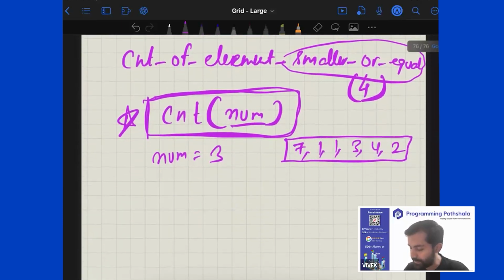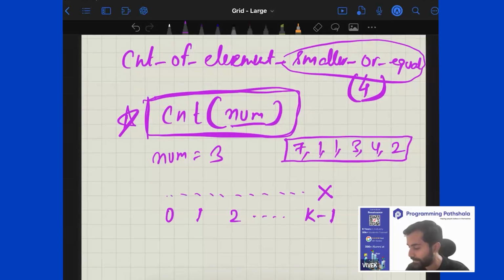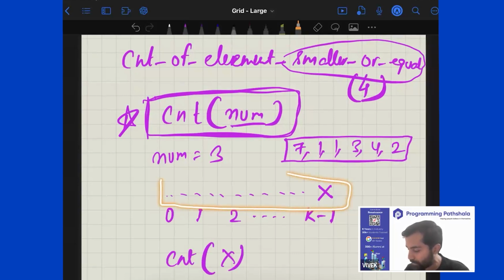Because just understand, if something is the kth smallest element, then that would be at index k minus 1. Let's say x is your kth smallest element. Then that would be at this index, right? Now, all the elements before this would be smaller than or equal to x, right? Now, if you are counting how many elements are smaller than or equal to x, it is guaranteed that at least k of them will be there. Because from 0 till k minus 1, how many elements are there? There are k elements. So it is guaranteed that the value of count of x will at least be equal to k.